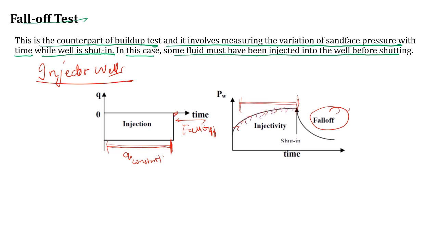Okay, now at this point, I have shut the well, and I can see a reduction in the pressure because I have stopped the injection. As a result, I can see a reduction in pressure. Okay, and so this particular thing is my fall-off test. All right. Now let's move further.